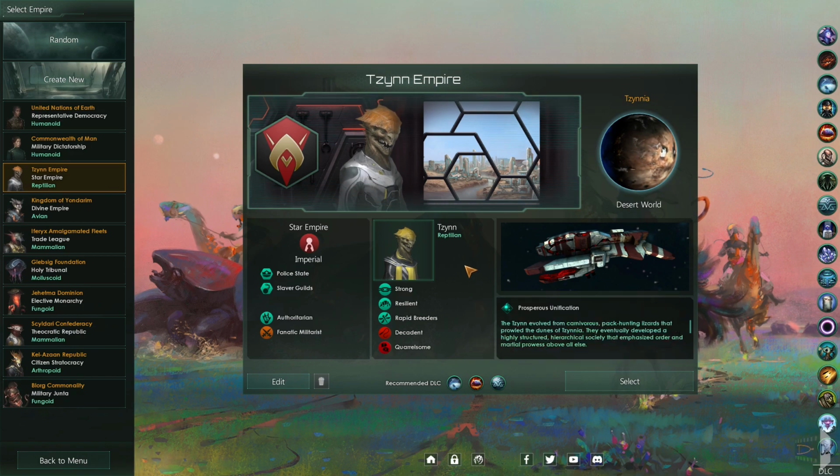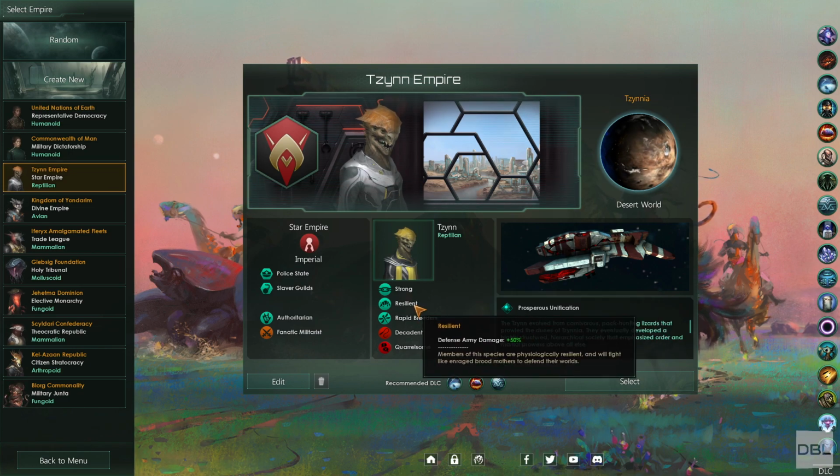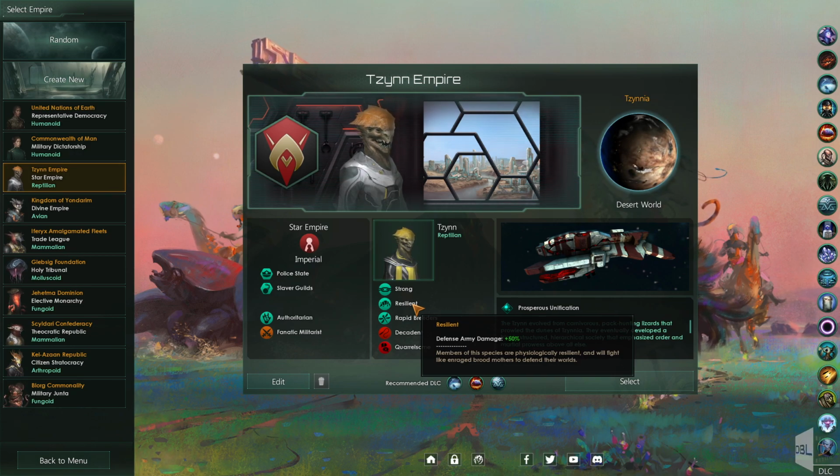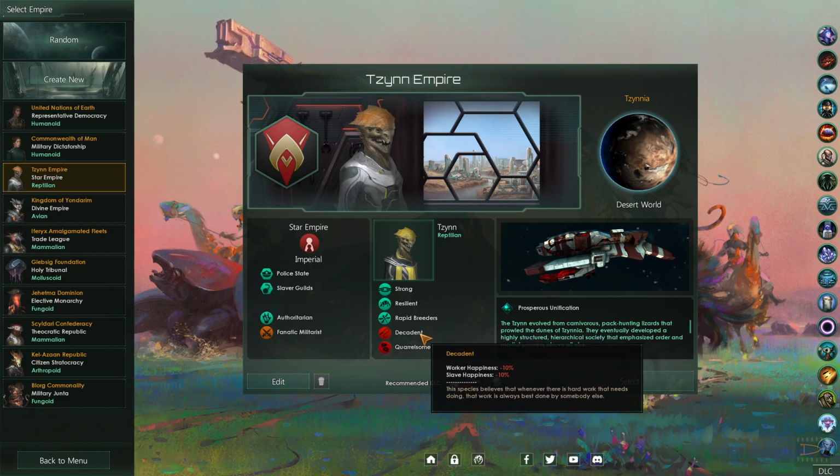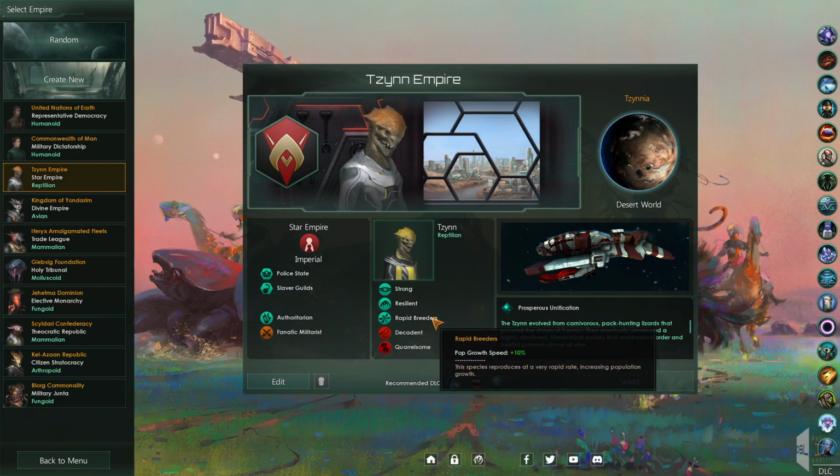Ooh, that sounds good. I'm going to keep going with this. Defense Army damage plus 50%. Members of this species are physiologically resilient and will fight like enraged brood mothers to defend their warlords. Okay, I think that we read that. Rapid breeders. That's right. I remember we got to rapid breeders and Rav was like, huh?